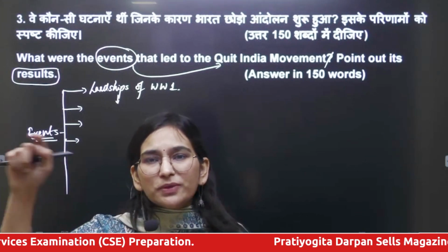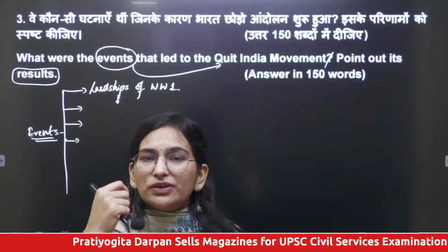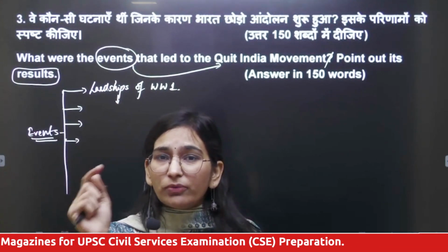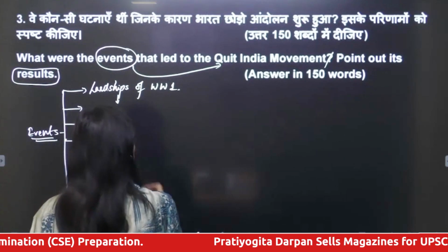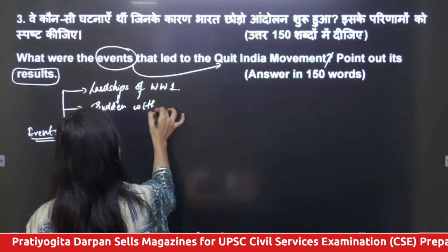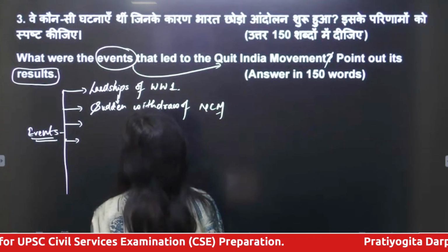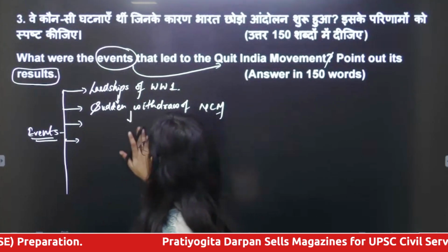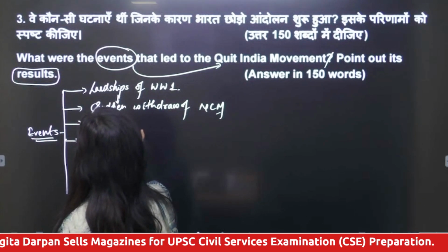That is why this mass energy would use itself somewhere, and we will see a rise in revolutionary activities. These revolutionary activities would go abroad, and from abroad they would strengthen the national movement. So you can talk here about the sudden withdrawal of the non-cooperation movement by Gandhiji, and the energy could not be channelized. And when the energy could not be channelized, the next point you would talk about is revolutionary activities.